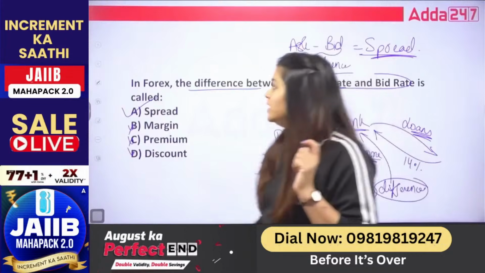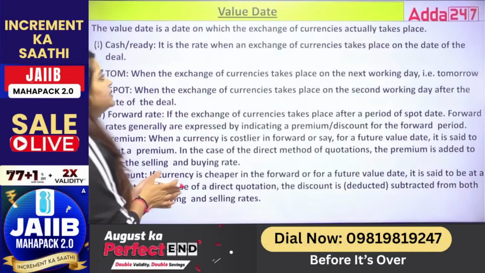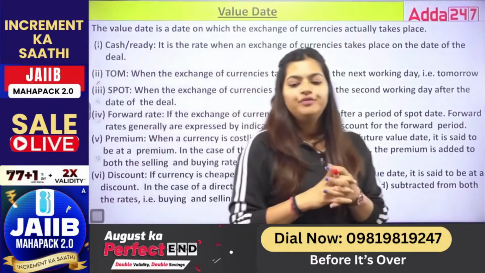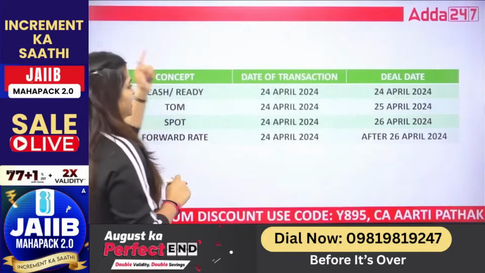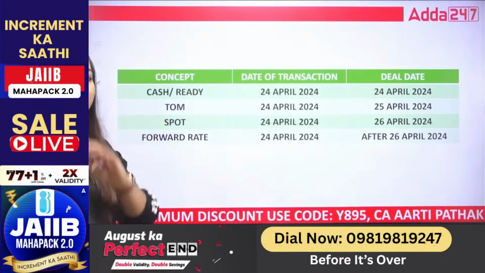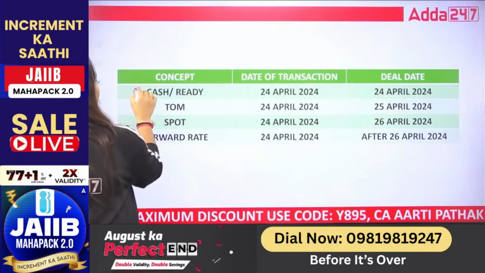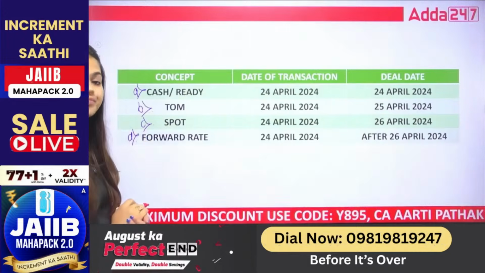Okay, now let's see the next topic in a very quick manner. Next is your value date. Now we have different types of value dates. I will explain this with the help of this chart. Basically we have 4 concepts. First, cash or ready. Second, term. Third, spot. And fourth, forward rate.